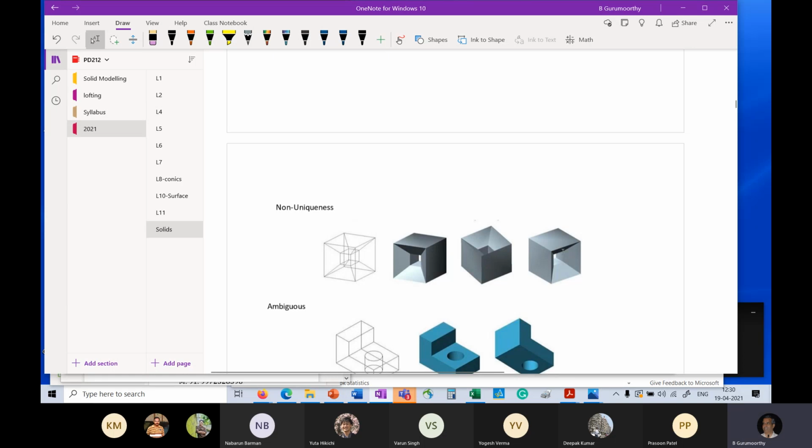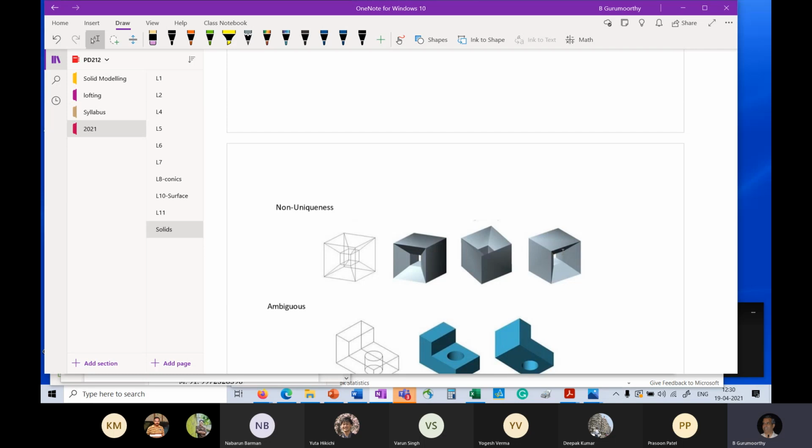Some other information has to be made available so that the interpretation of that wireframe can be done correctly, that the object is having a hole going from front to back, top to bottom, or left to right. So that's a non-uniqueness in the representation.